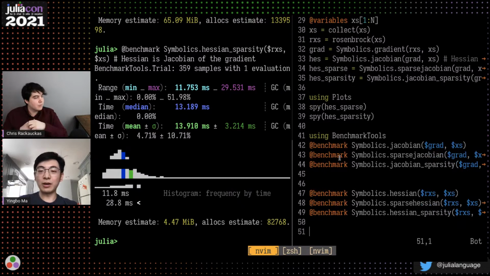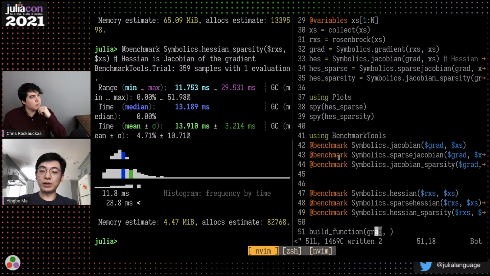So now that we have the Jacobian, the symbolic representations of the gradient and the Hessian matrix, we can also use the build function in Symbolics to generate Julia functions that actually evaluate the gradient and the Jacobian or the Hessian. So we can use the build function from Symbolics to do that.